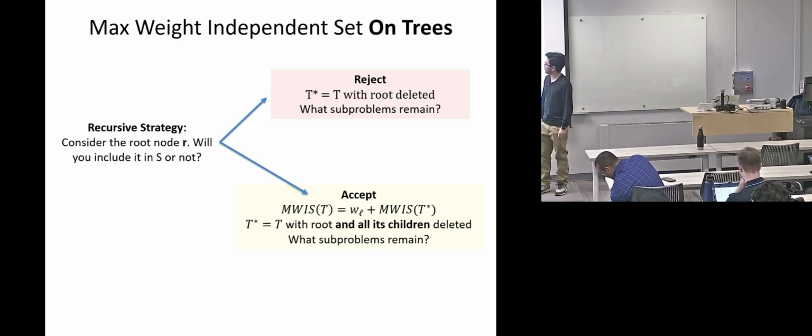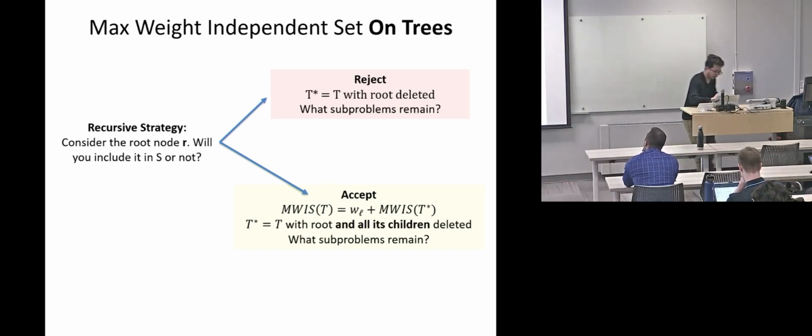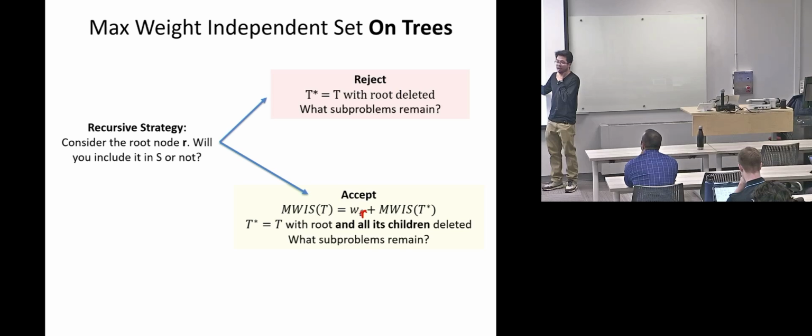Then your solution would be, okay, this should be W of R. If you know that you're going to accept the root, then you put the weight of the root there. And now you're going to recurse on another tree. What should this tree star be? It should be a tree such that you remove the root together with all of its children. Because all of its children cannot be in your solution anyway.